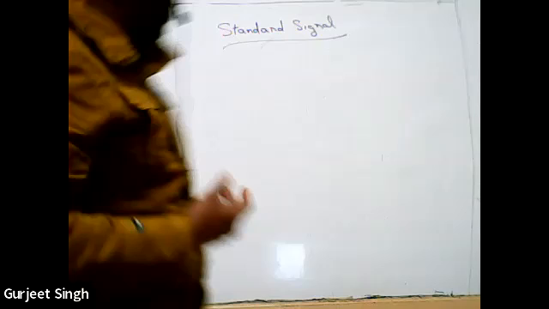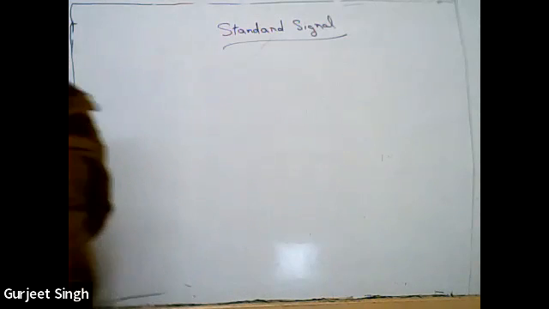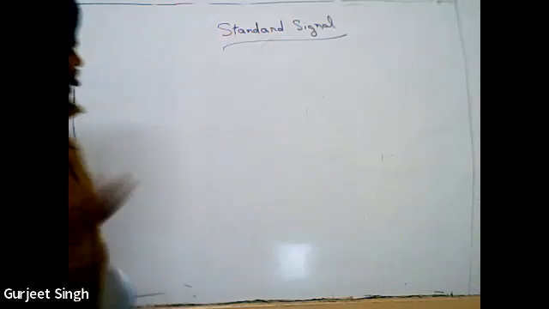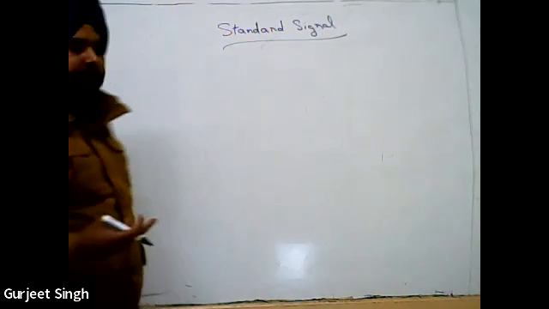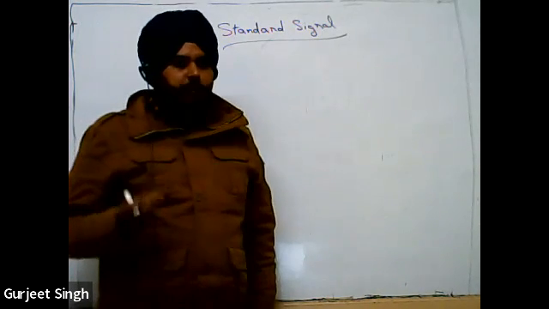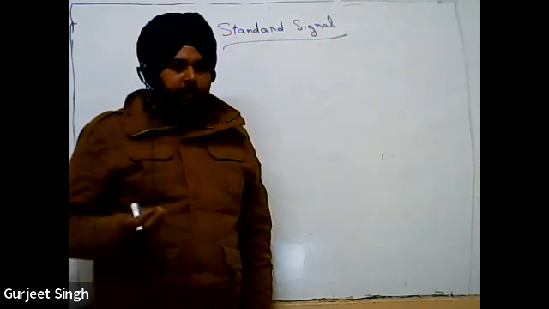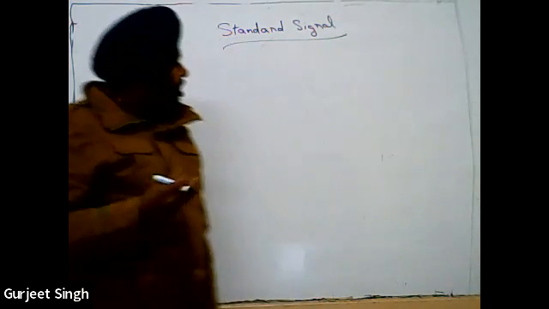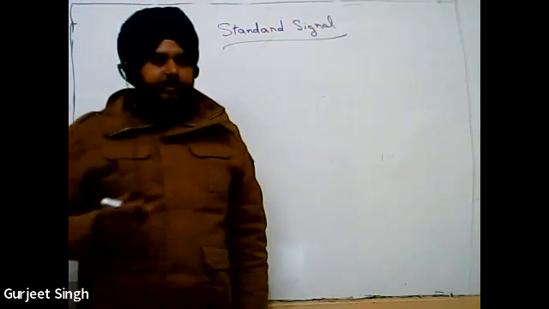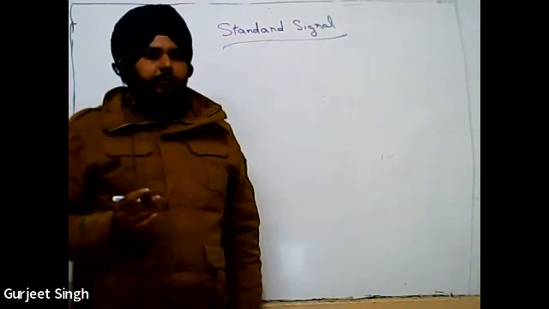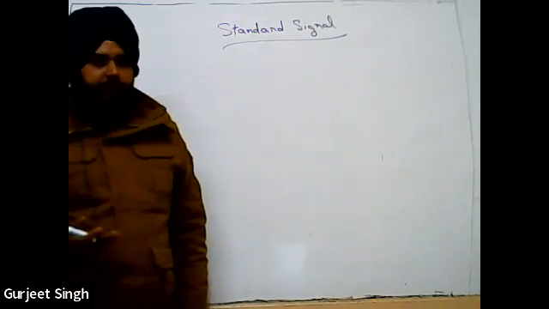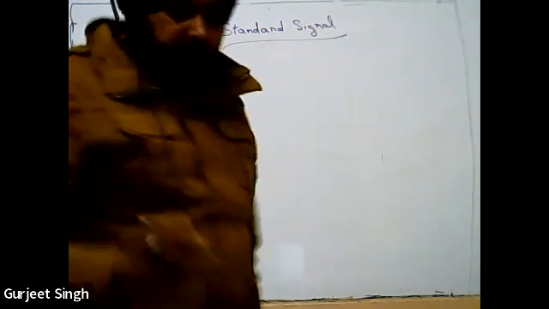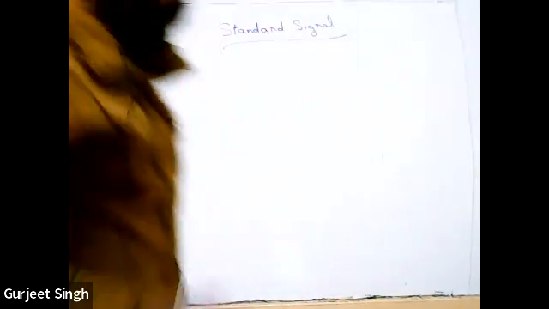These are very important from the numerical point of view. First of all, I will give you a brief about these standard signals: what these types of standard signals are and how they are used in different numericals. One by one we will study these standard signals. Actually, we have 7 types of standard signals in signals and systems, so one by one we will discuss each standard signal.